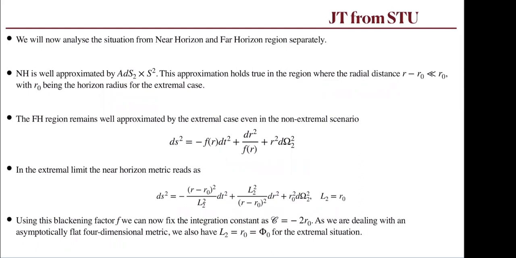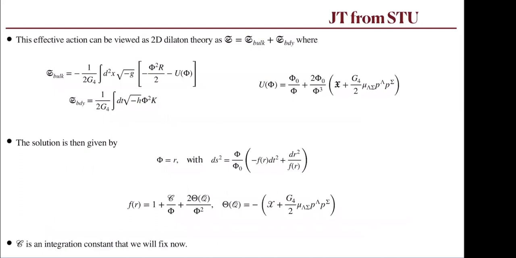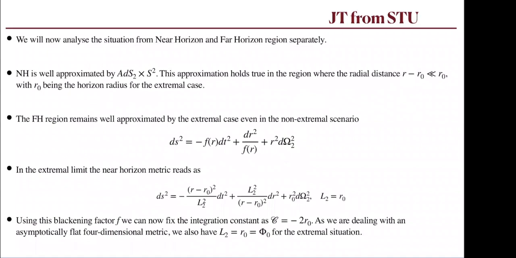Okay, so if you do that, at this point we don't have any unfixed thing. Everything is known in terms of the black hole parameters, charges and radius. Good. Now, since we have an asymptotically flat four-dimensional geometry, our AdS2 and S2 both have the same radius. So L2 is here the AdS2 radius, and in our case this condition also holds.